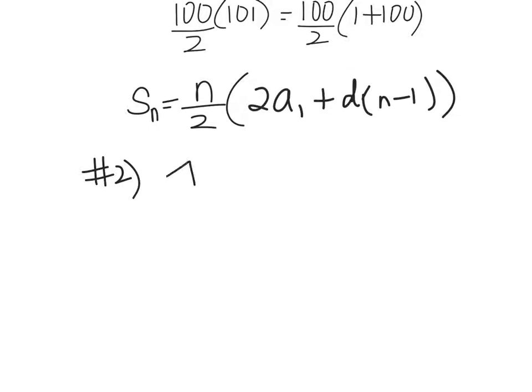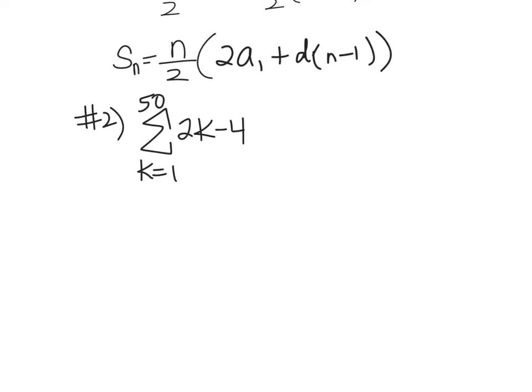Let's do something like this. Let's add up the numbers from k equals 1 to 50 for 2k minus 4. If you have your calculator, go ahead and use it. Some of us don't have that calculator, or maybe I might ask you to use the formula to solve it. But I wouldn't have you write out 50 numbers, that's for sure.